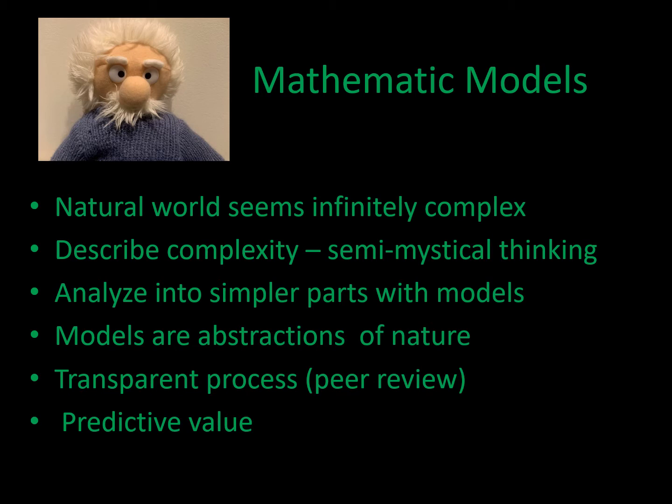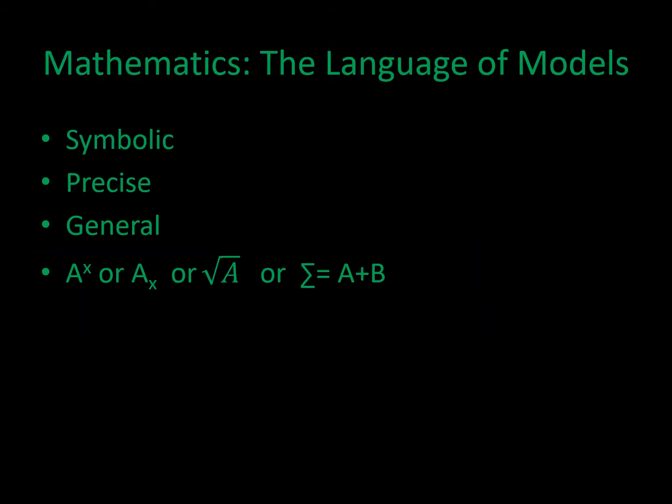We're looking at this idea of trying to understand nature from a mathematical perspective with models that have some predictive value. And we're going to use various kinds of symbols. So it's going to be symbolic. It'll be very precise. There'll be some generality in it. And don't freak out when you see a to the x or a sub x or the square root of a or the sum equals a plus b. Don't just say, oh, I can't understand this and run away from it and be scared of it, because there's nothing to be scared about.